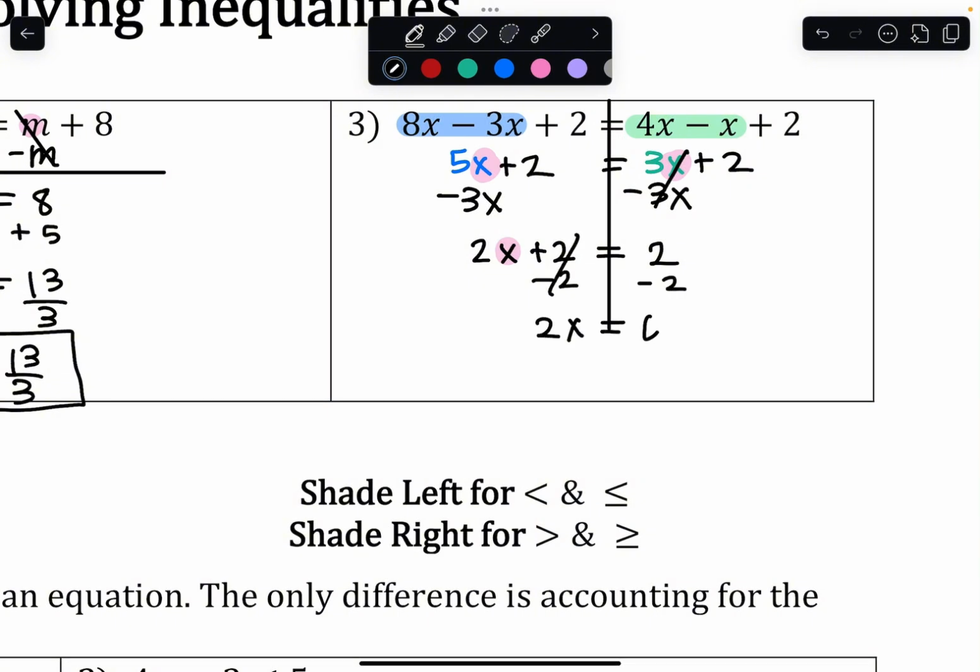And that leaves us with 0 on the right, which is just a number. It's just fine. We still have our x. We can still solve for it. This isn't a special case. And so when I divide by 2, 0 divided by 2 is still 0. And so x equals 0 is my answer. It's not no solution. That's not the same thing. 0 is a number.